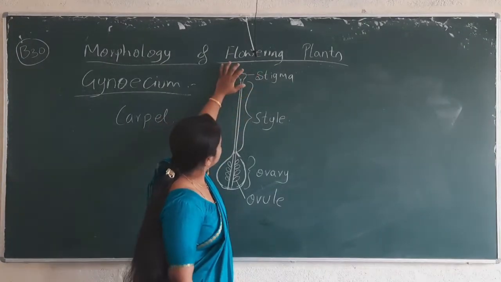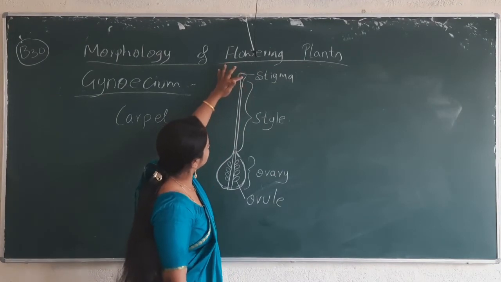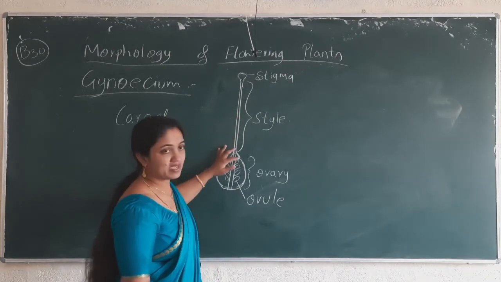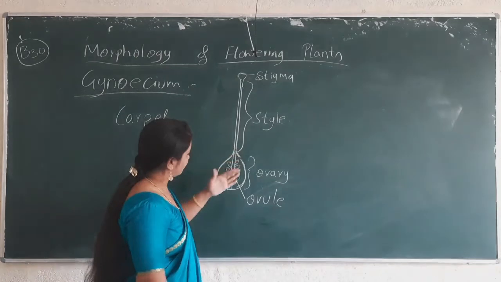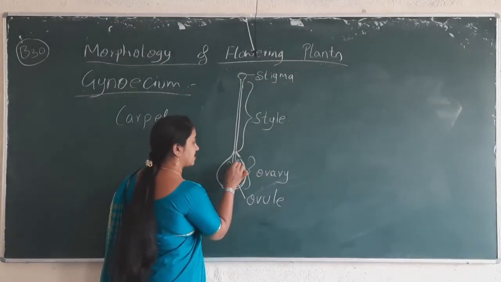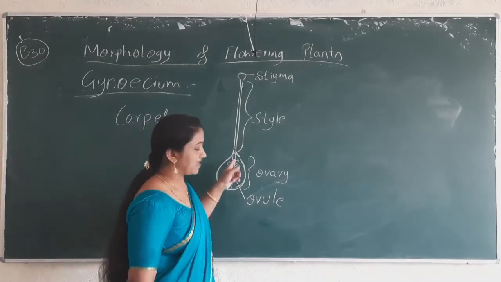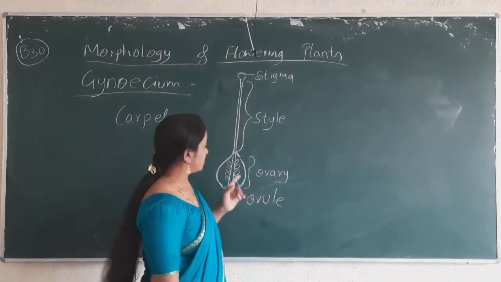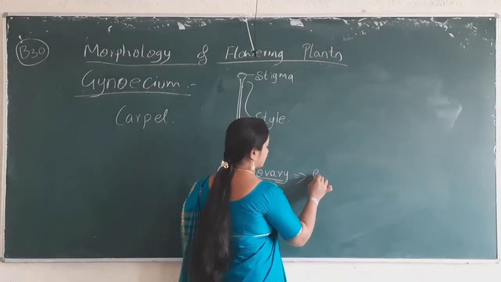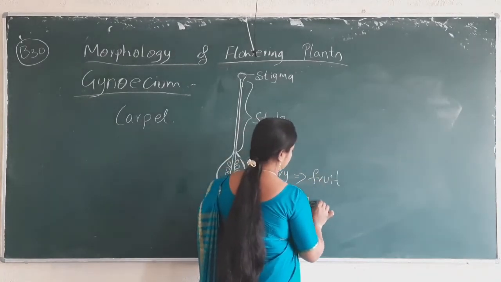So when the pollen grains deposit on the stigma, the pollen grains form the pollen tube. Through the pollen tube, the male gametes are transferred, and those male gametes come and fuse with the ovule. So there the fertilization takes place. After the fertilization, the ovary develops into fruit, and the ovules develop into seed.